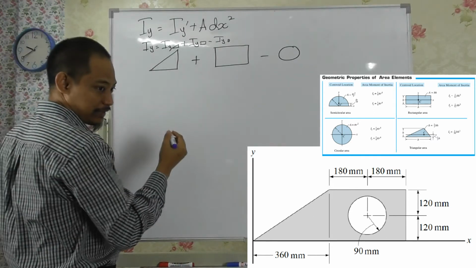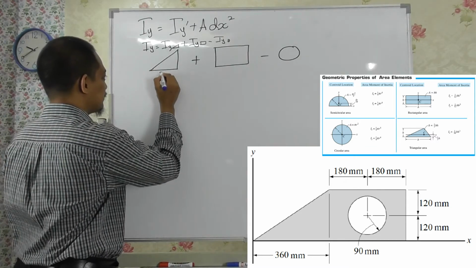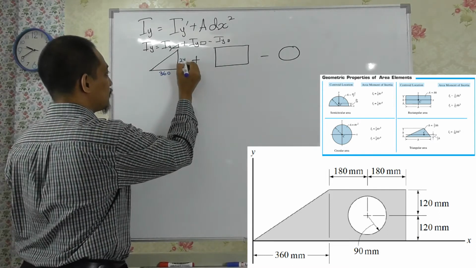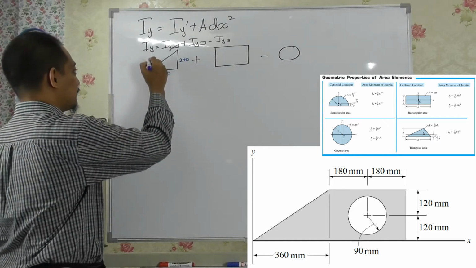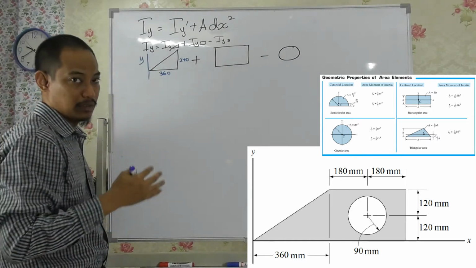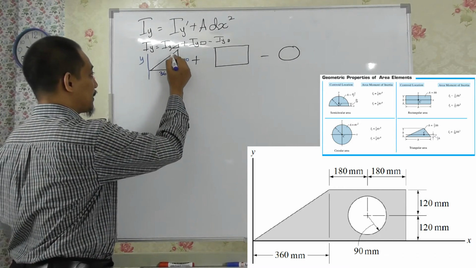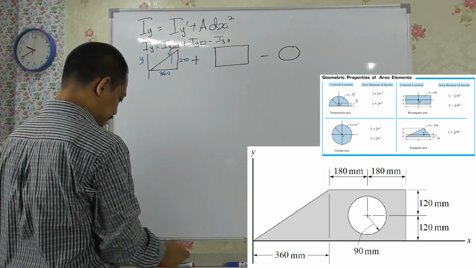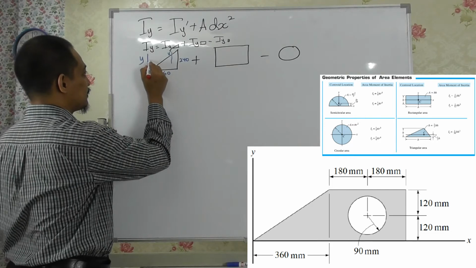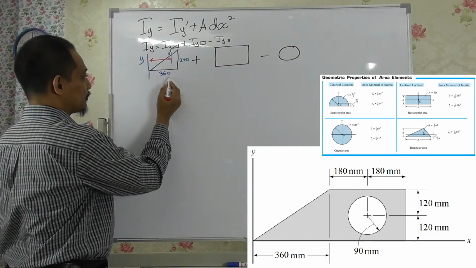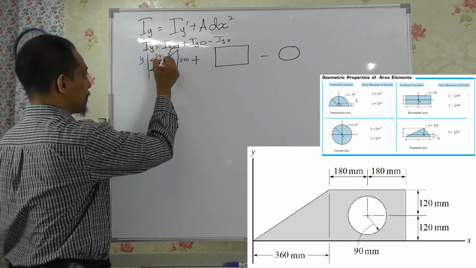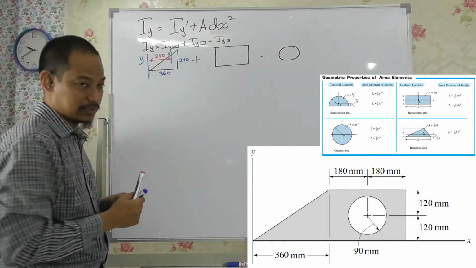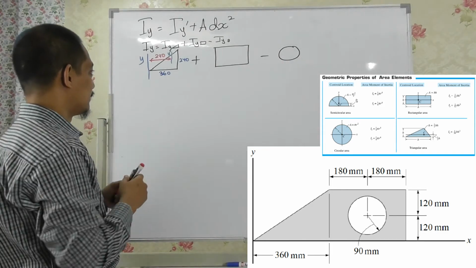In terms of dimensions, the triangle is 360 by 240 in millimeter. Where is the axis? This is the y-axis with respect to the question, and y prime is here, with the ratio of 1/3, 2/3. Based on that, the distance between the two axes is 2/3 of this, so 240. That is the distance between the y-axis of the question and the y prime axis for the triangle itself.